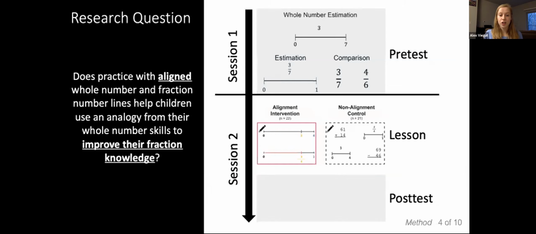And then we also tested fraction estimation and fraction comparison at pretest. Then at session 2, we gave them about a 10-minute lesson. And then immediately following that, we gave a post-test, which was identical to the fraction pretest.